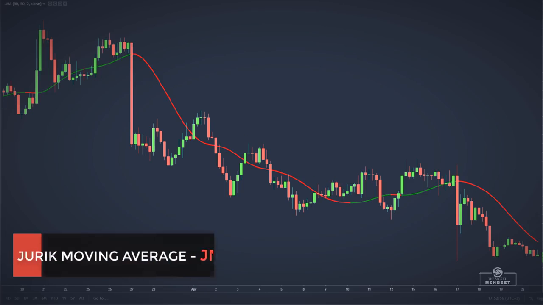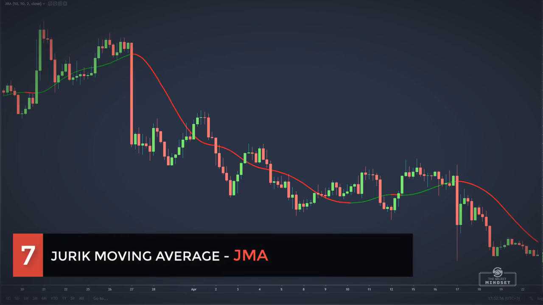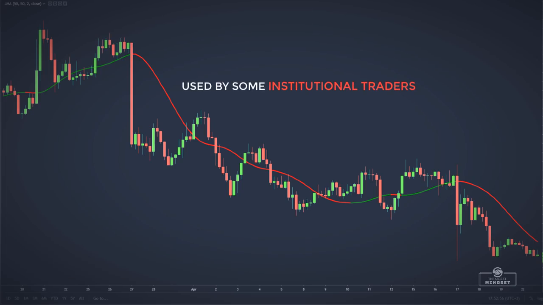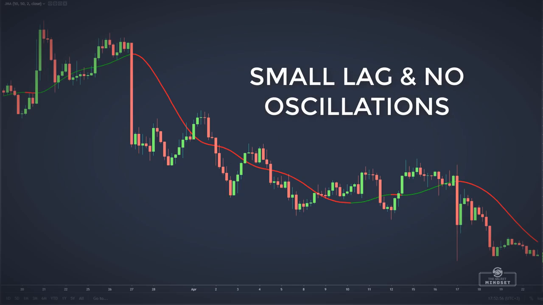And finally, the Zurich moving average. The Zurich moving average is used by some institutional traders. Zurich claims that this moving average is a powerful adaptive tracker that can smooth time series data with very small lag, no overshoots, and no oscillations.